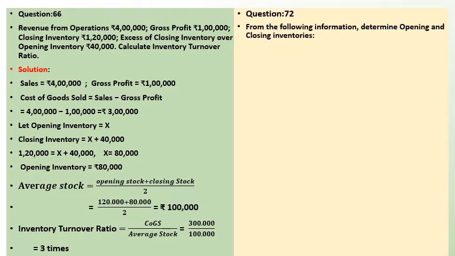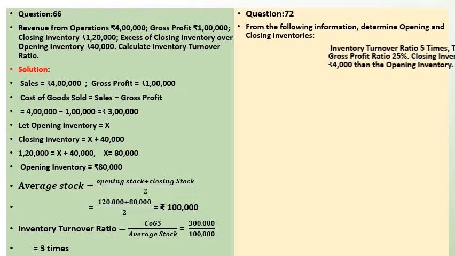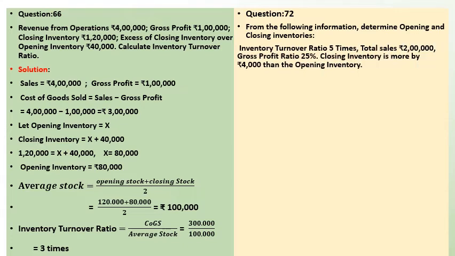From the following information, determine the opening and closing inventory. It is an inventory turnover ratio question, but the question is you have to calculate the opening and closing inventory. Inventory turnover ratio is given 5 times, total sale is given 2 lakhs, gross profit is given 25%, closing inventory is more by 4,000 than the opening inventory.